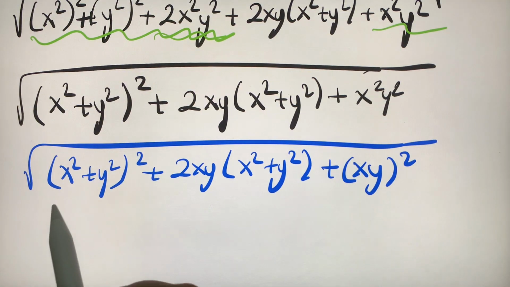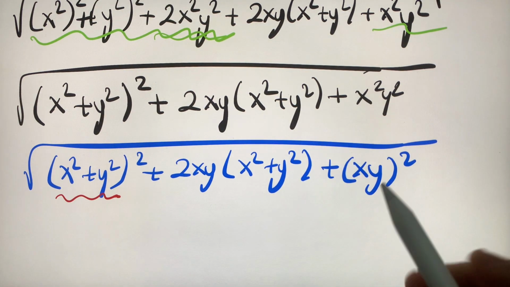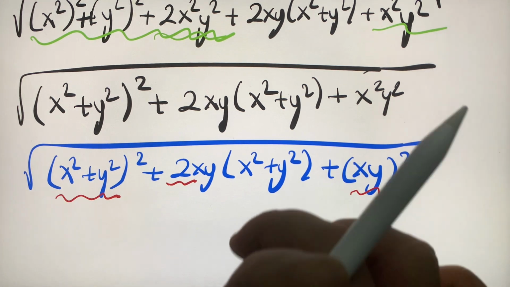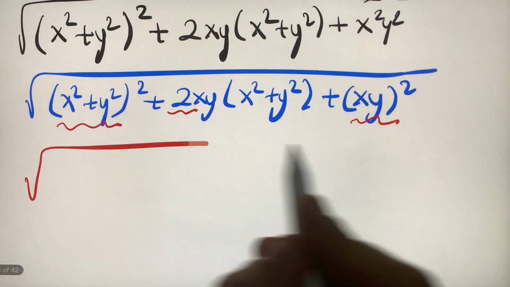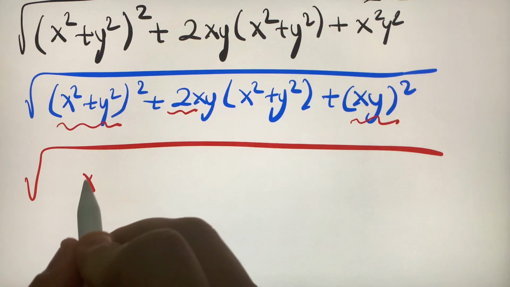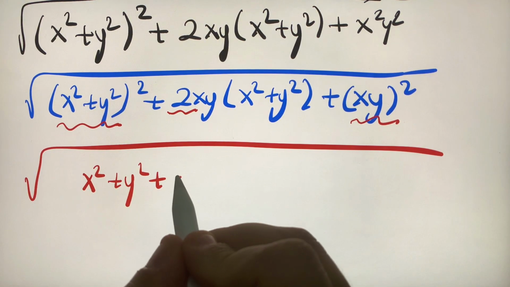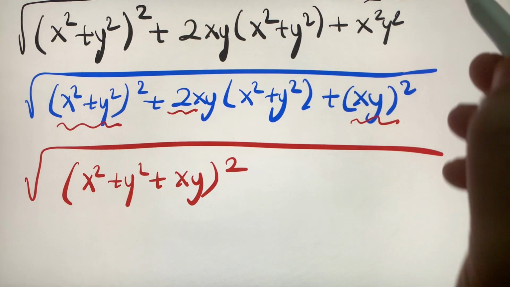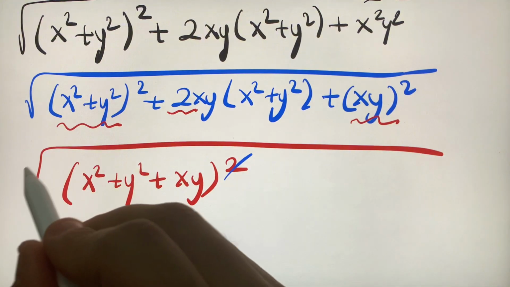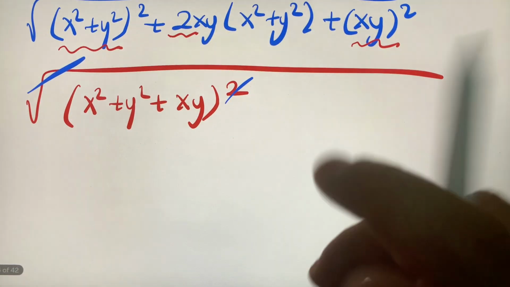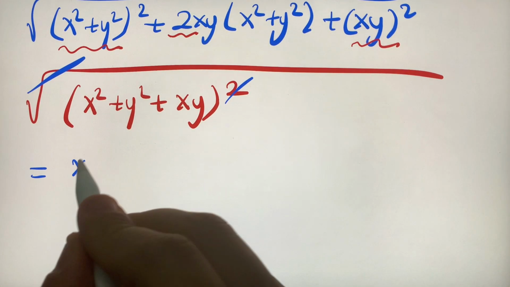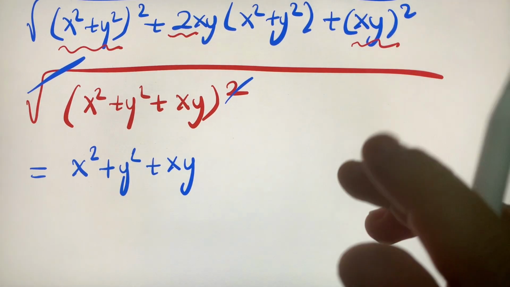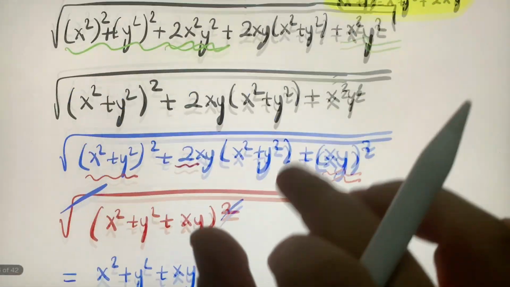Now if you pay attention, this is the square of the first, plus twice the product of the first and the second, plus the square of the second. So what does that tell us? Actually, this is the expression we see: (x squared plus y squared plus xy) squared. What can I say then? The square root and the square will cancel each other. So our expression is x squared plus y squared plus xy.